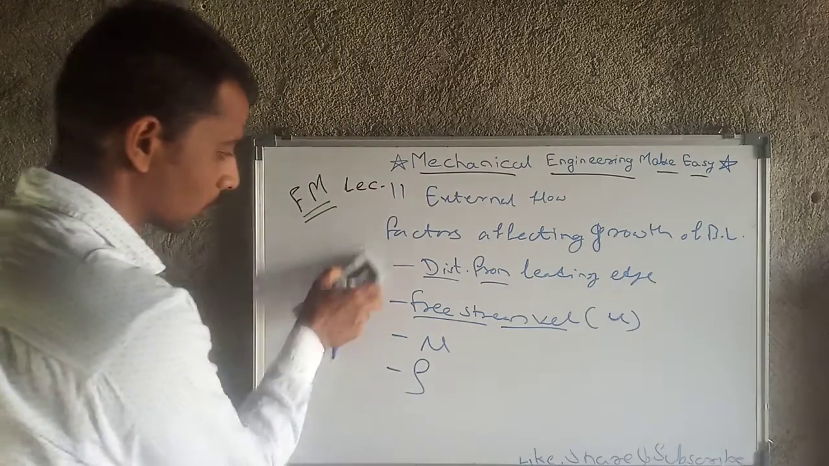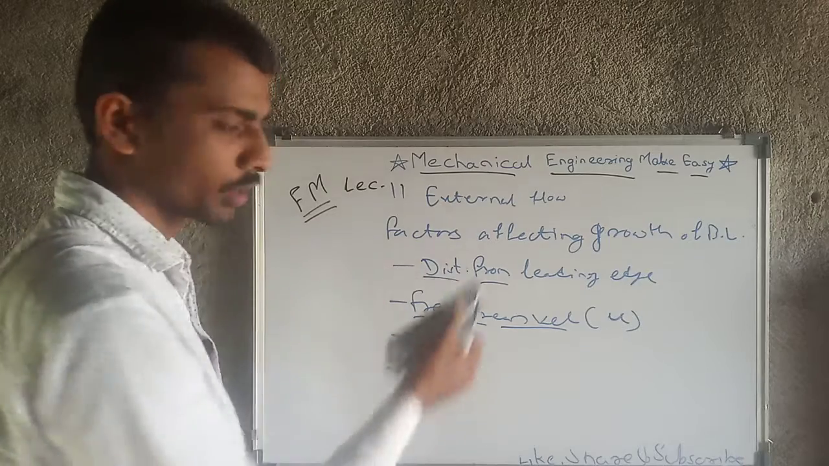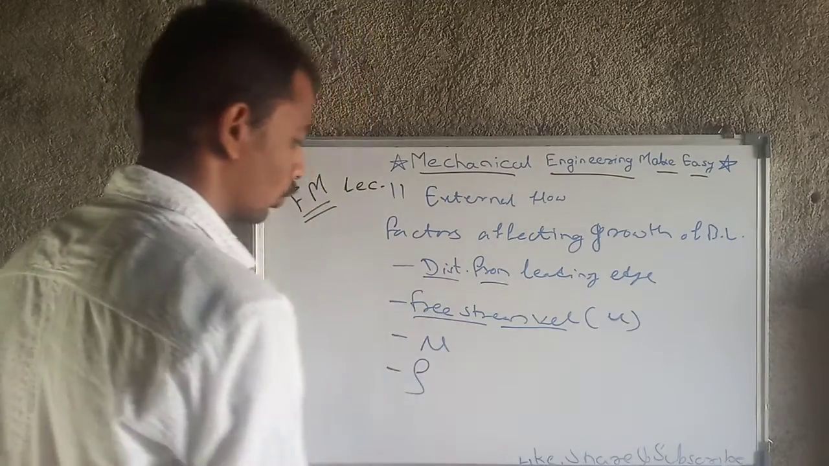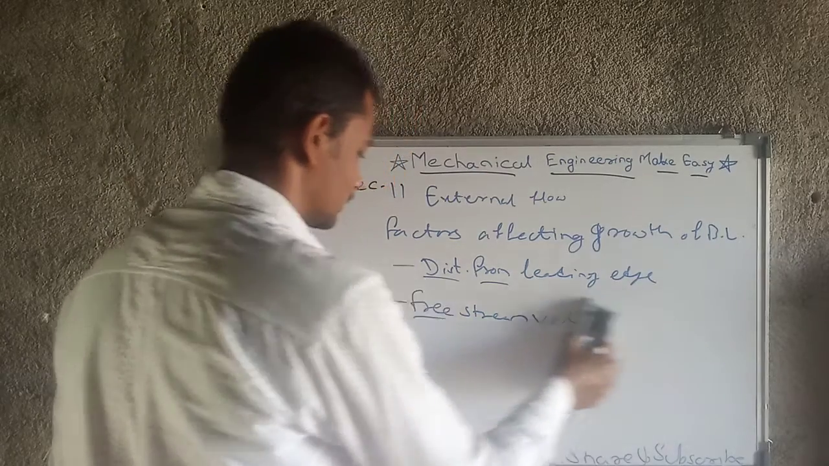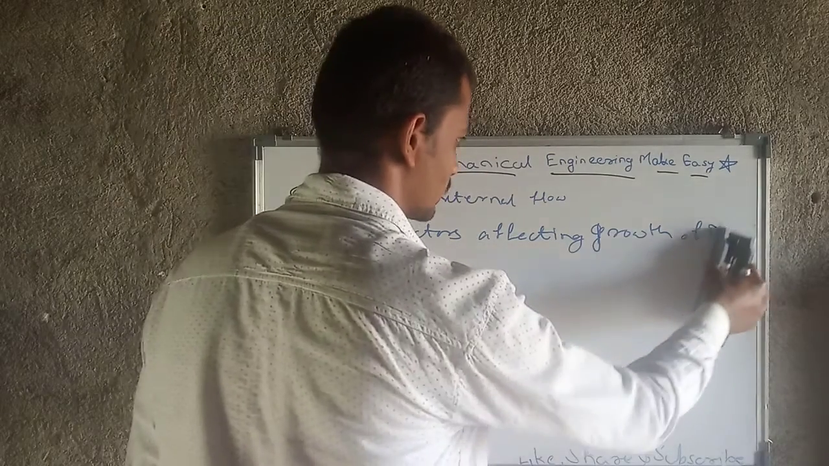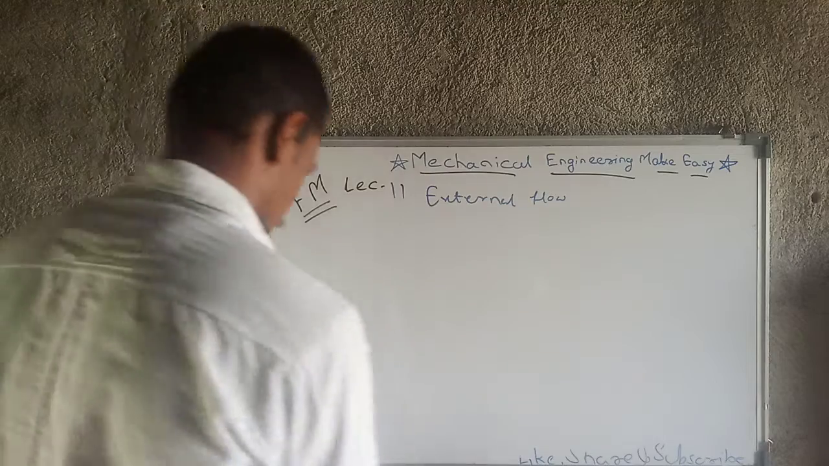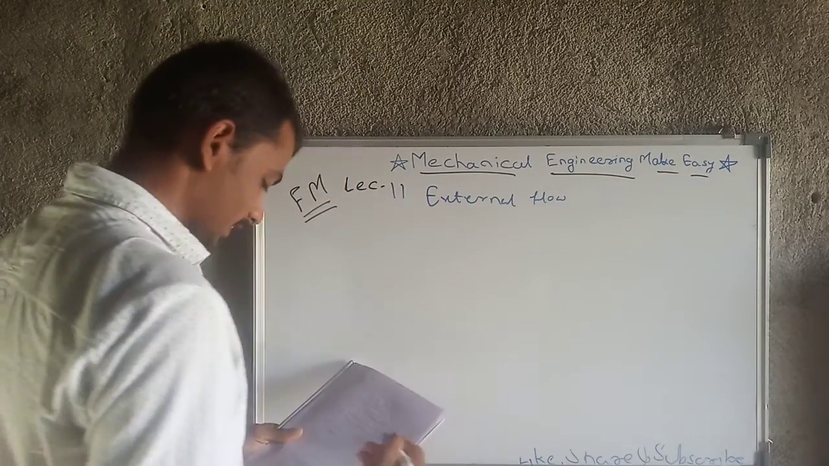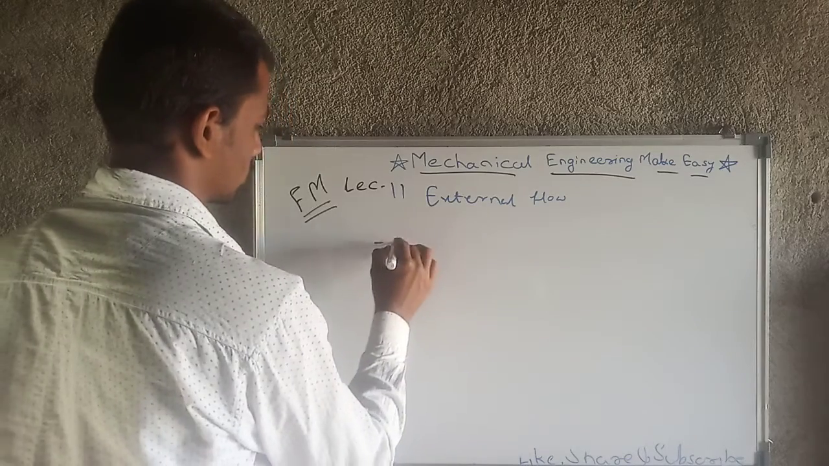These are the 4 factors which affect the boundary layer growth. So you should have a proper idea of all these 4 factors, that is density, viscosity, distance and free stream velocity. So next is boundary layer thickness.